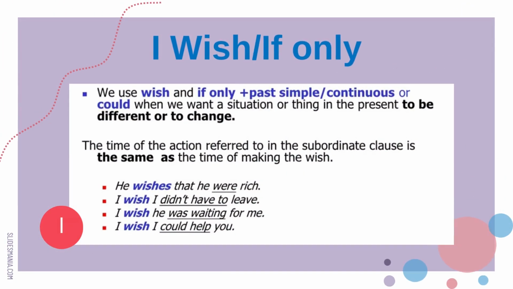We use wish and if only plus past simple, continuous, or could when we want a situation or a thing in the present to be different or to change. The time of the action referred to in the subordinate clause is the same as the time of making the wish. He wishes that he were rich. I wish I didn't have to leave. I wish he was waiting for me. I wish I could help you.